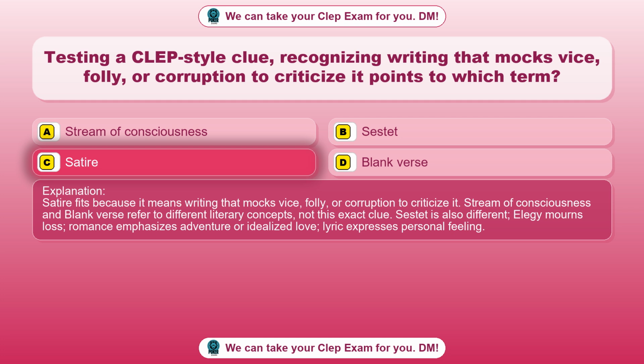Stream of consciousness and blank verse refer to different literary concepts, not this exact clue. Sestet is also different, elegy mourns loss, romance emphasizes adventure or idealized love, lyric expresses personal feeling.